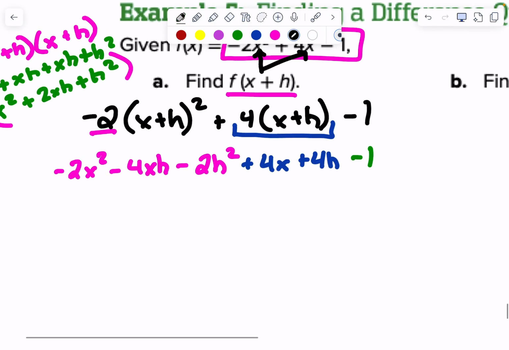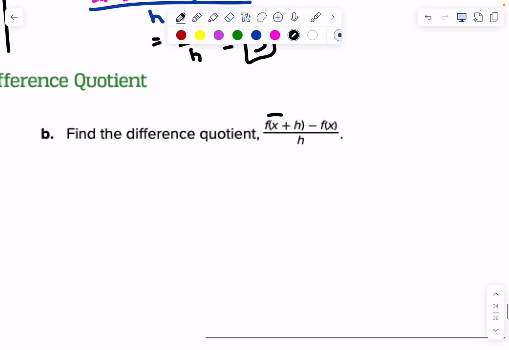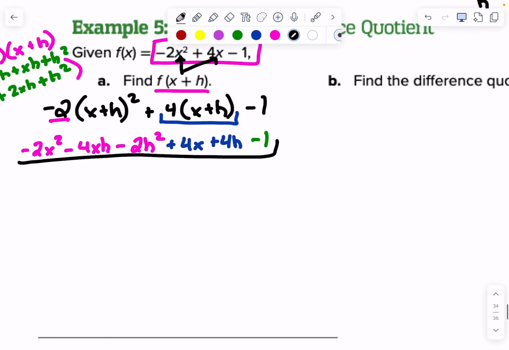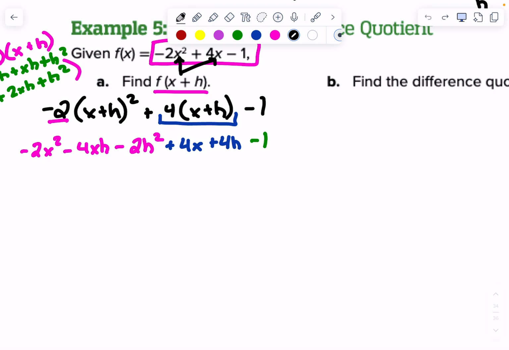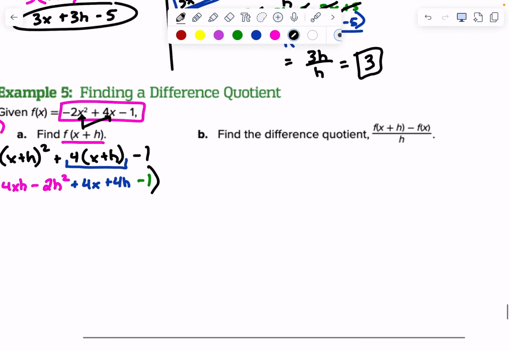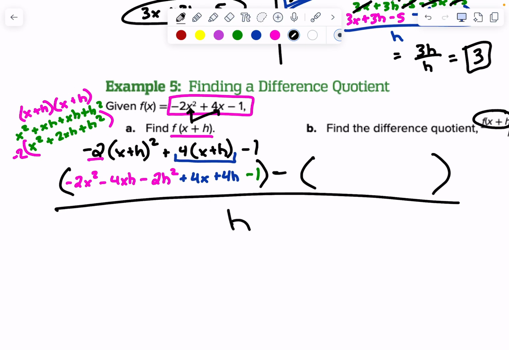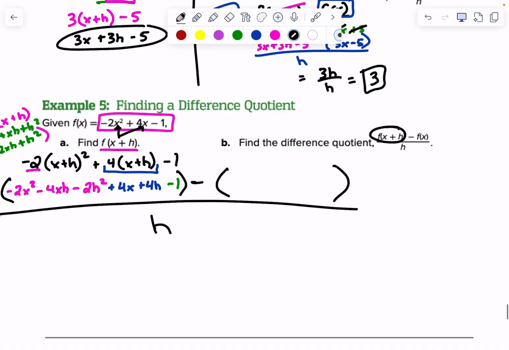Now let's see if we can simplify anything. Can we put anything together? We can't even put anything together? You're kidding me. So that's that whole thing. All right, find the difference quotient. That's this guy right here. So I'm going to cheat and go down over here. This is my f of x plus h, that's this part right here. Minus f of x, all over h.